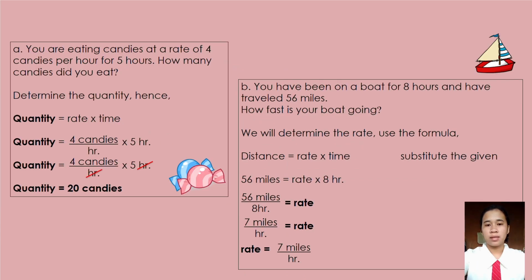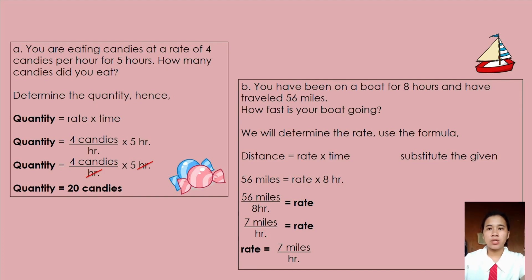For example, you are eating candies at a rate of 4 candies per hour for 5 hours. How many candies did you eat? Determine the quantity. Hence, quantity equals rate times time. Substitute the given. Quantity equals 4 candies over hour times 5 hours. Then cancel out the hours. Quantity equals 4 candies times 5, which is 20 candies. So the answer is quantity equals 20 candies.